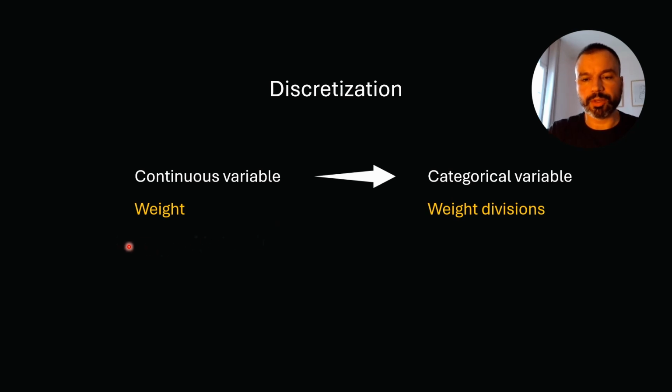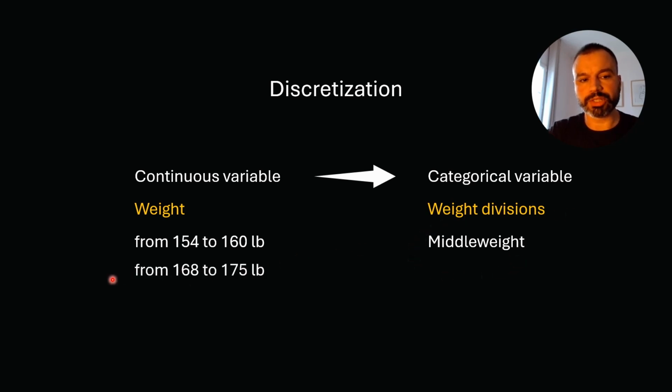We would then pick all weights ranging from 154 to 160 pounds and classify them into the category or division called middleweight. All weights ranging from 168 to 175 pounds will be binned into the light heavyweight division, and so on and so forth. This is the process of discretization. We turn a continuous variable into a categorical variable.